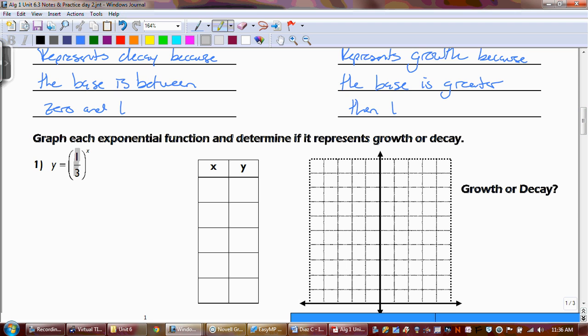Right away I'm looking at my base. It's less than 1, greater than 0. So right away, it should be a decay graph. We have -2, -1, 0, 1, and 2. 1/3 to the -2, 1/3 to the negative first.